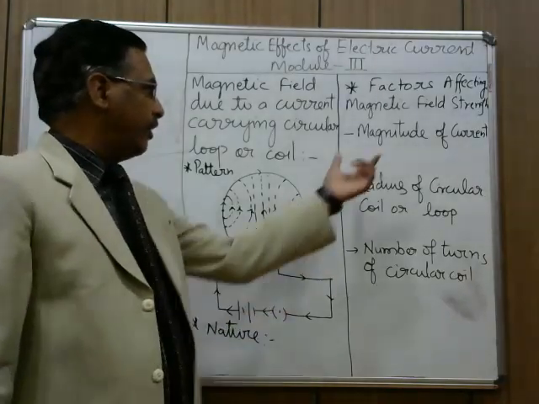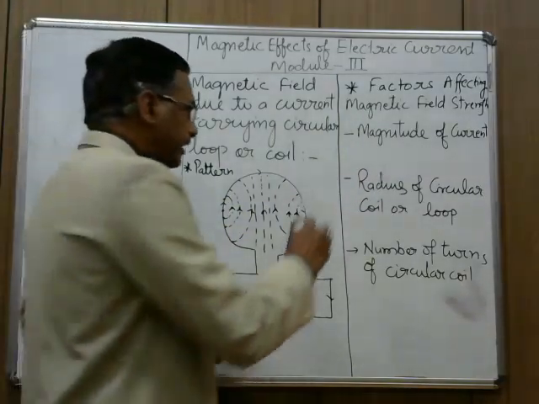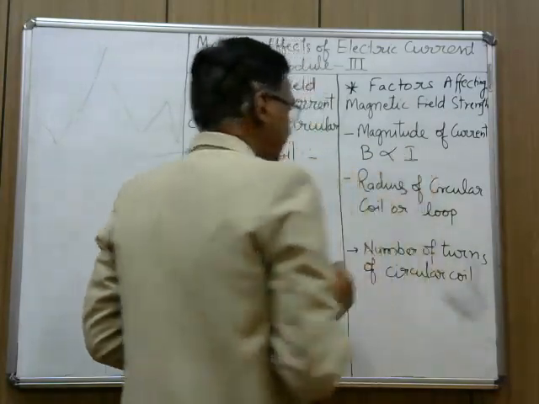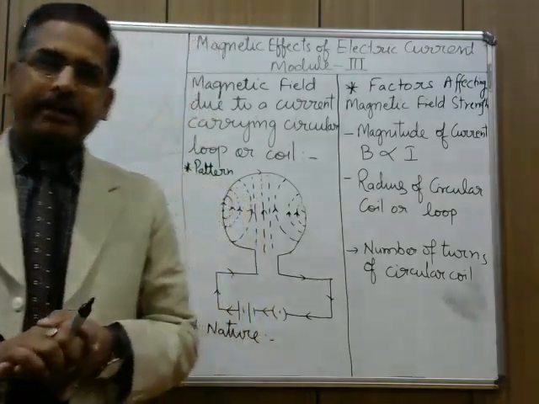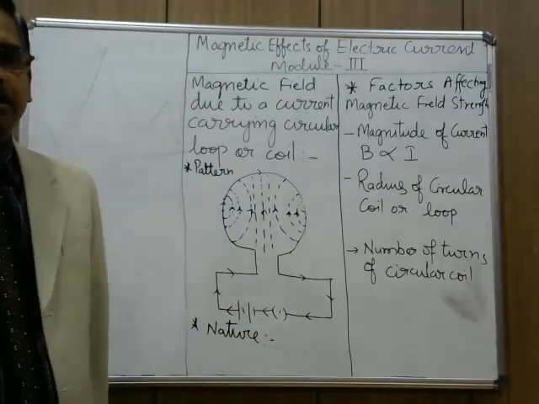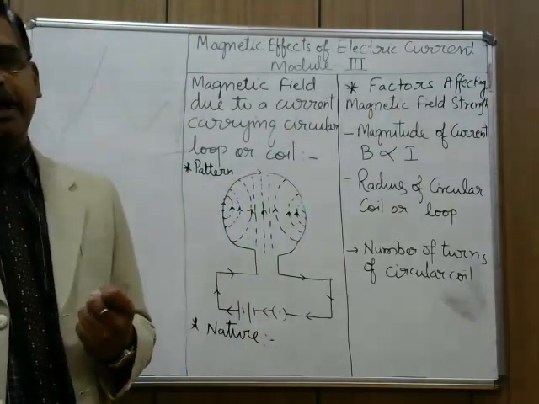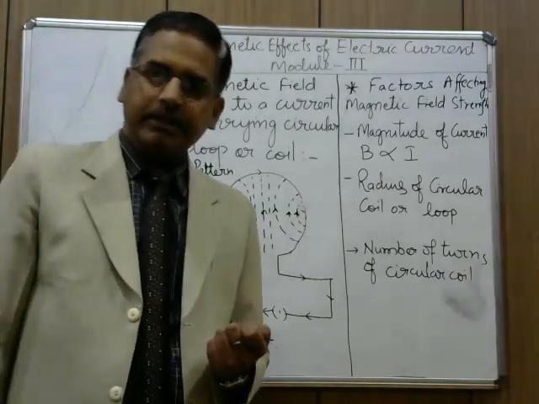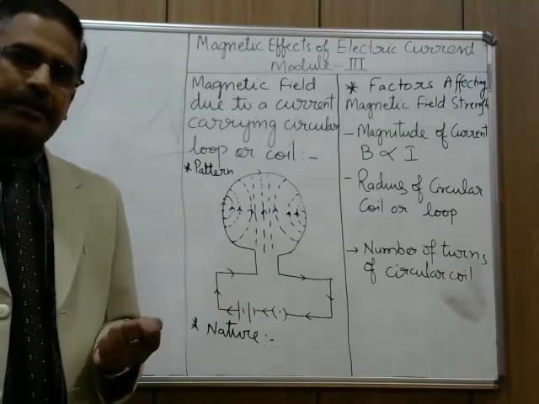So, first, magnitude of current. Magnetic field strength is directly proportional to the magnitude of current. That is, on increasing the amount of current in the circular loop, the magnetic field produced by the circular loop increases. The strength of magnetic field increases and vice versa. If we decrease the amount of current in the circular coil, then the strength of magnetic field will decrease.